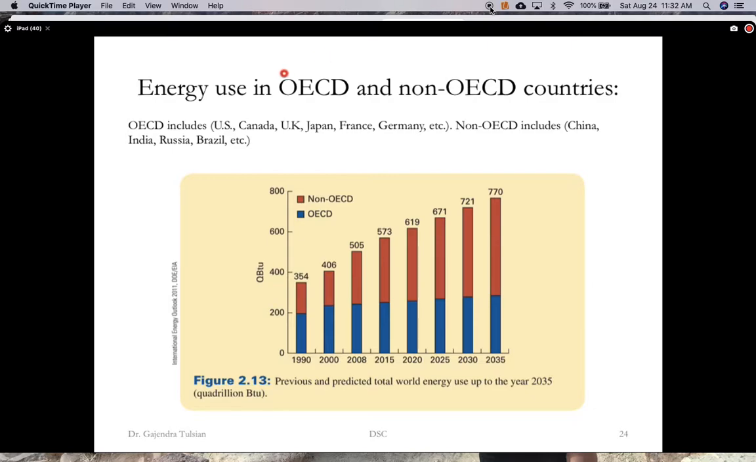This graph just shows you OECD countries are mostly Western countries, and these are non-Western countries. So this is the energy use in quadrillion BTU. Currently the world is using about 500 quads, or almost 600 quads, and the world is projected to use about 800 quads by 2035.